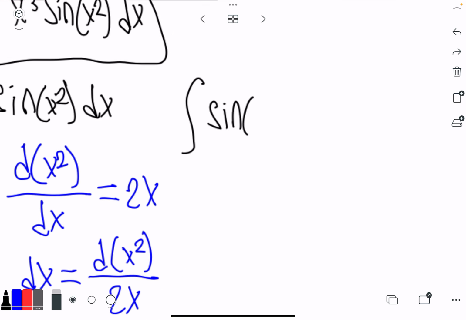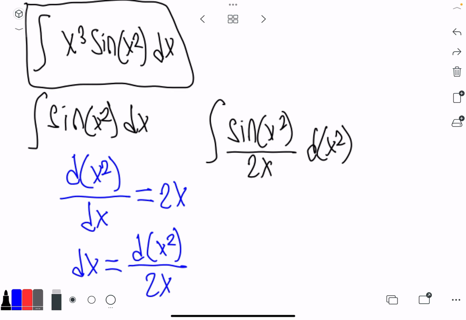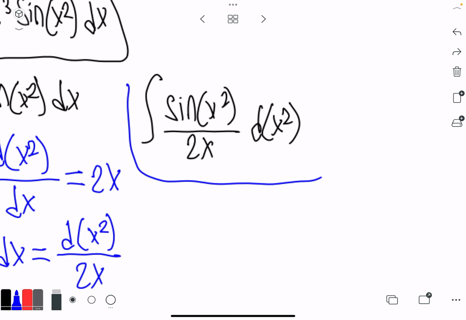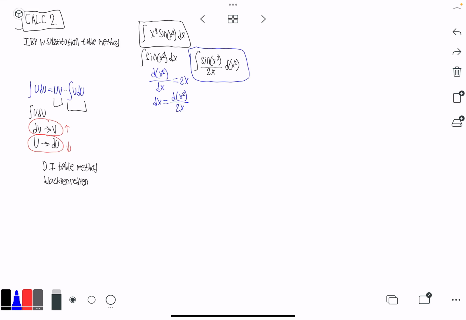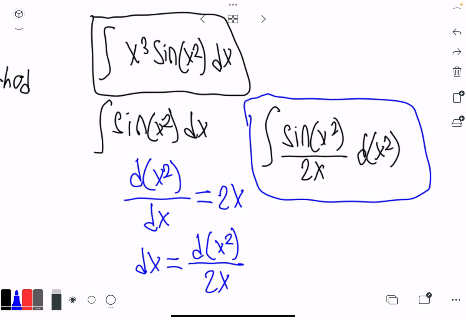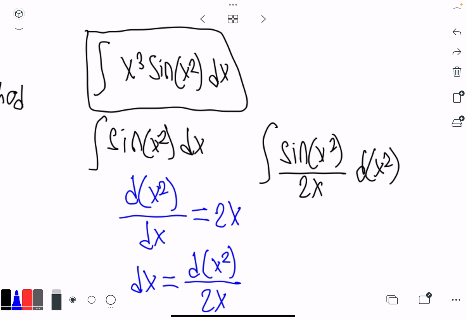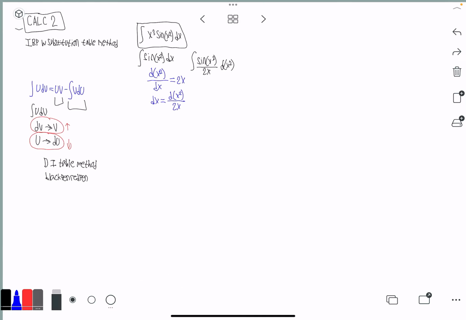Then you can rewrite the integral as sine x squared over 2x dx squared. Now obviously you can't just solve this by itself, right? That's why it comes with the other part, the x cubed part. So now we're talking about how to combine this substitution into the DI table method.